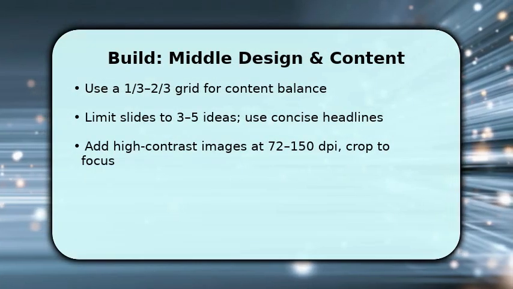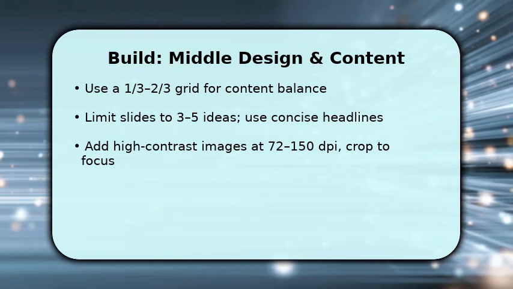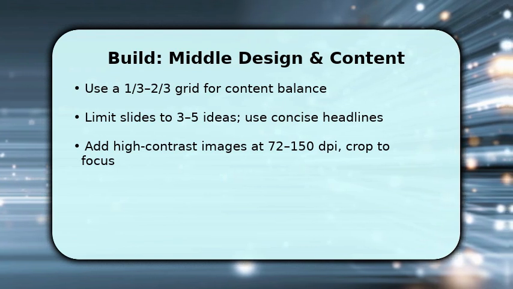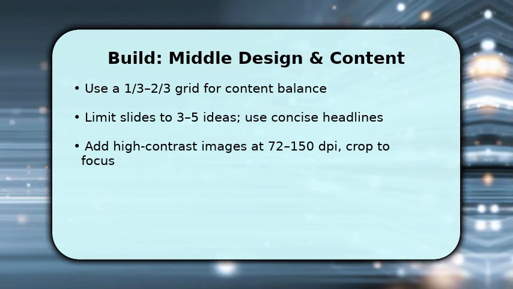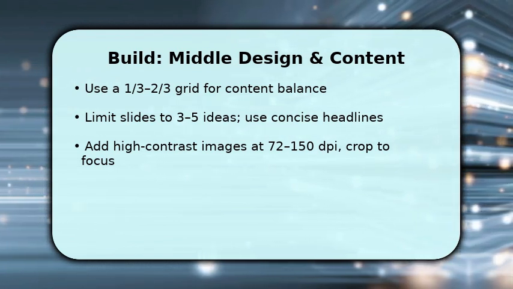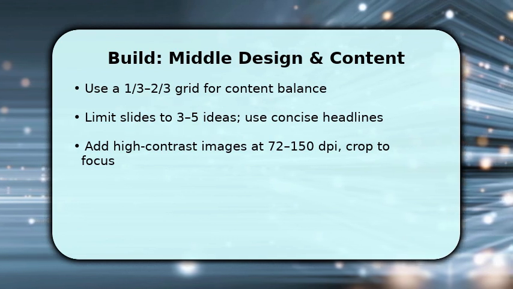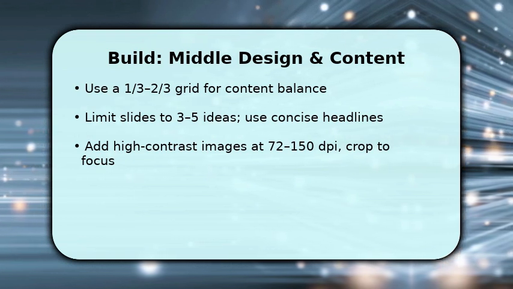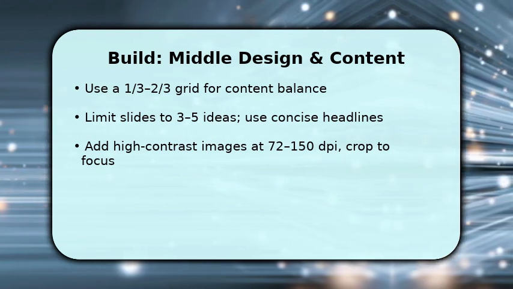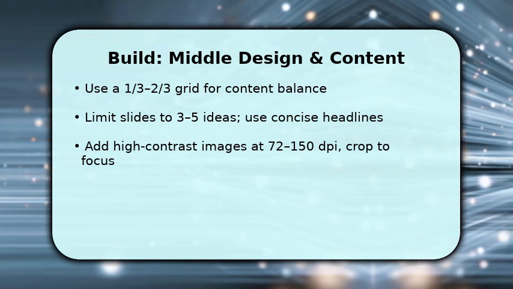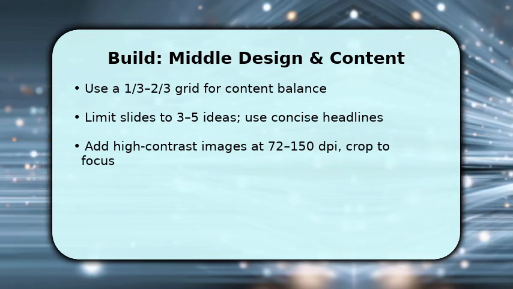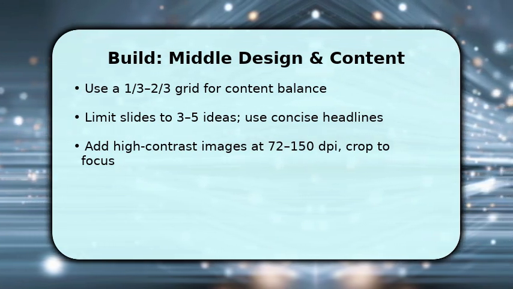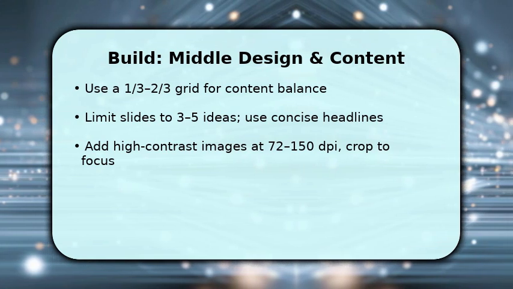Now you assemble content with purpose. You should map each slide to a single idea and place content within a 1/3, 2/3 grid so visuals and text balance naturally. Once layouts are set, write concise headlines and keep slide count tight, 3 to 5 points per section, so your audience follows. Add high contrast images cropped to emphasize subject. Make sure image resolution suits screens, typically 72 to 150 dpi. Finally, apply simple transitions and test pacing, so each slide breathes without distraction.